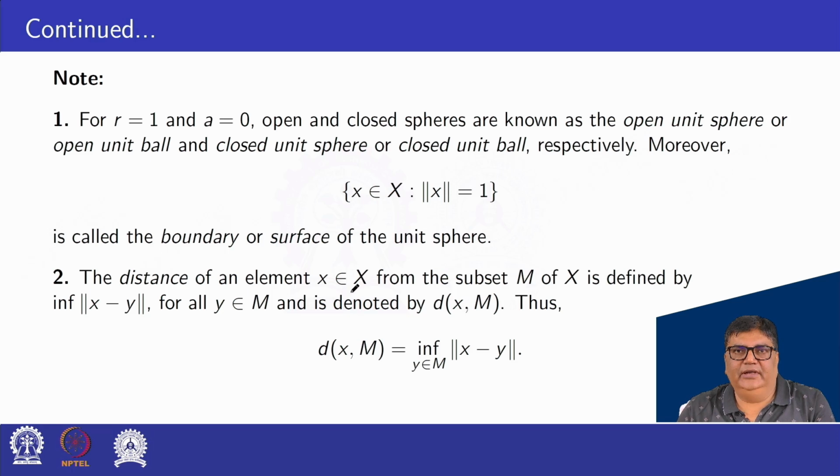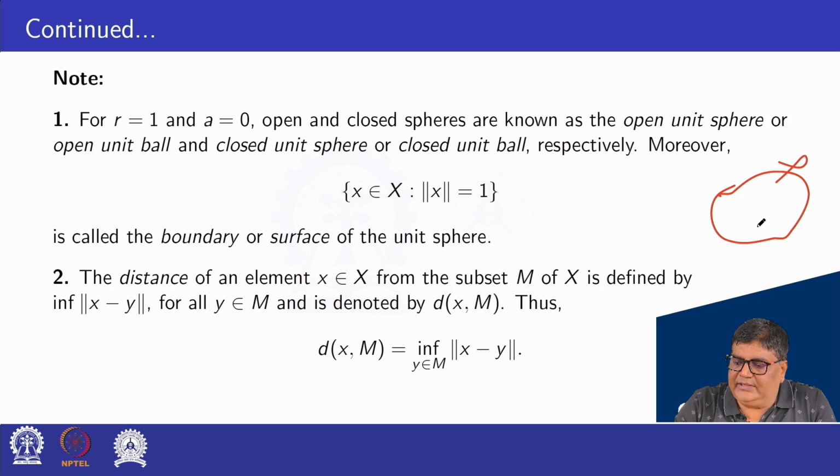Okay. Then, this is the vector space X and M is the subset, and take any point, suppose here x, and y is an element of M. Then the distance between x and the subset M is defined as the infimum of norm x minus y.